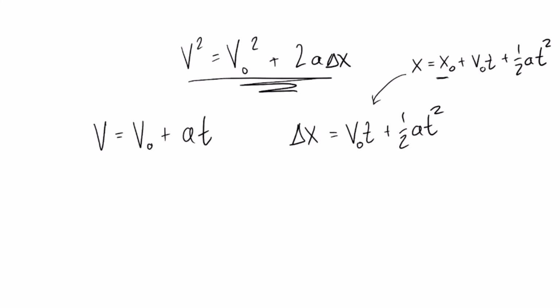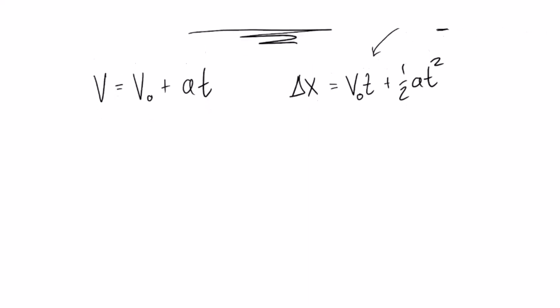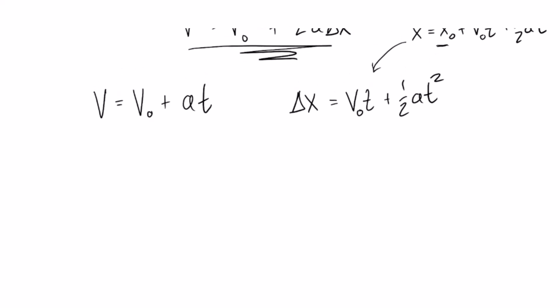So what we're going to do is I'm going to start with these 2 equations. I'm going to take this one and solve for t. So we're going to have v minus v naught equals at, and then we're going to divide by a. So you have v minus v naught over a equals t. All right.